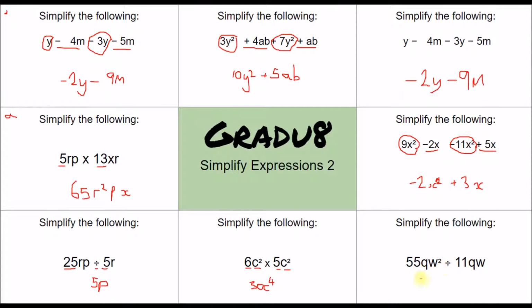Last one then, another division question. Do your normal division here. 55 divided by 11 is 5. The q cancels each other out, so that's going to disappear. And w squared divided by w is just w. My advice would be, again, take this one, multiply it by this one, and just double check that you get your answer. If you do that, you know you've done it absolutely right.